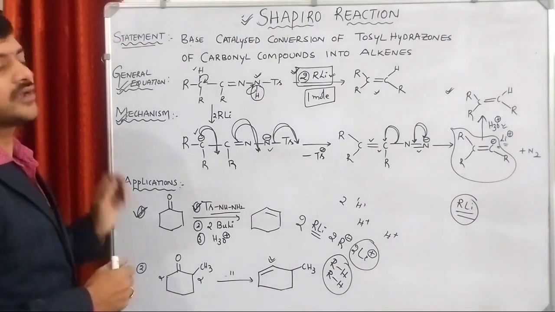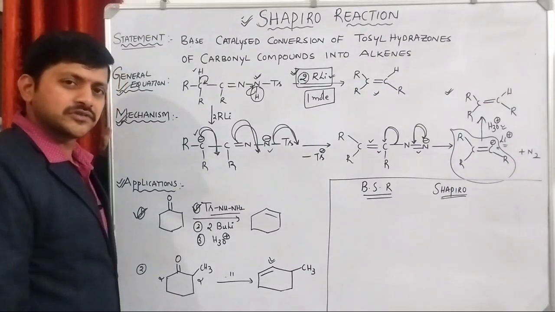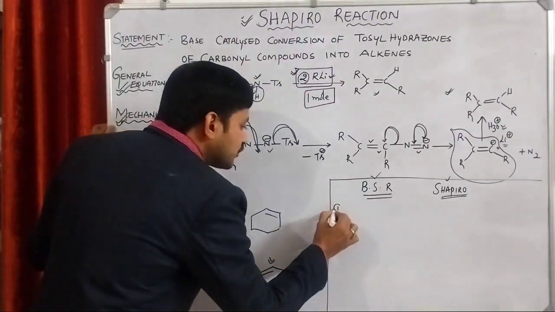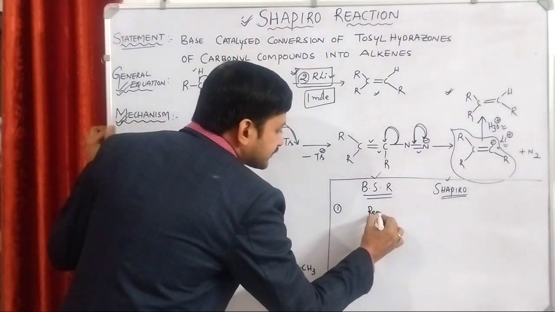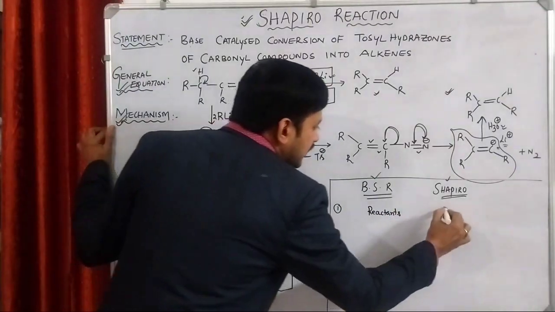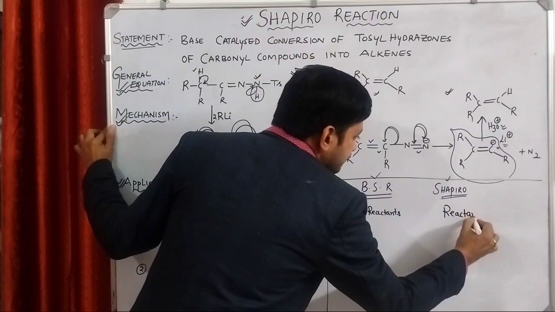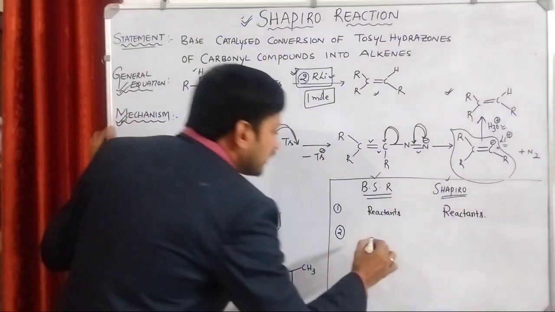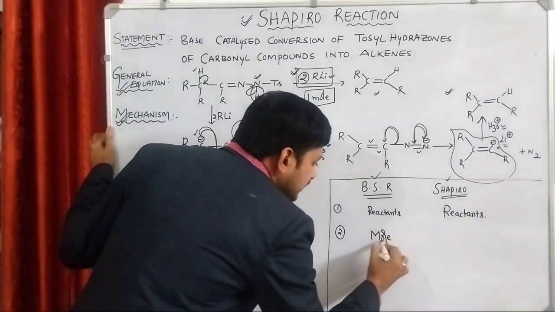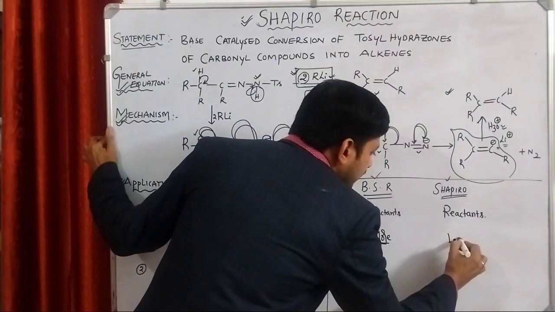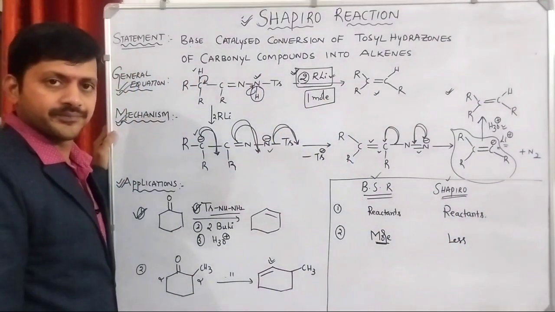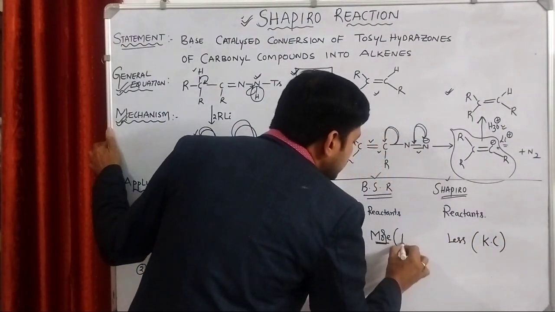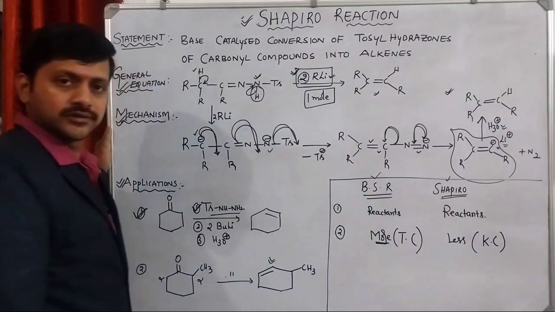Okay, this is all about your Shapiro reaction. Let's see the differences between Bamford-Stevens reaction and the Shapiro reaction. Here the first one is what? The reactants. In both the cases they are the same. Okay. The second one, here the product is the more substituted alkene, here the product is the less substituted alkene. Why? Because one is a thermodynamically controlled reaction, the other is a kinetically controlled reaction.